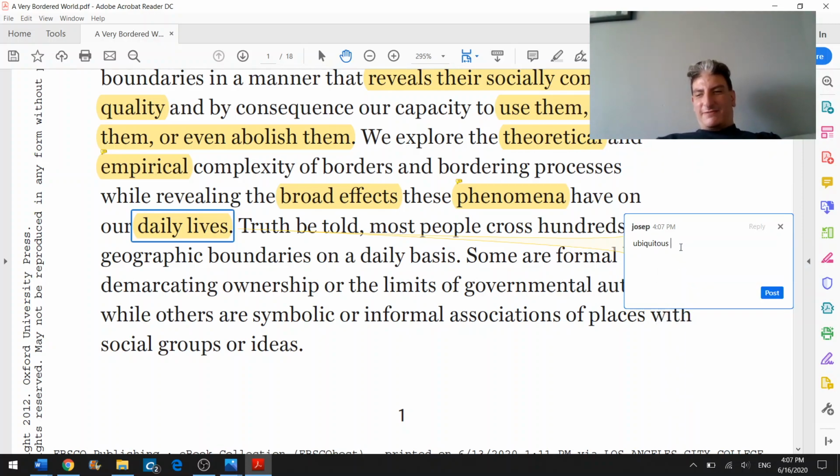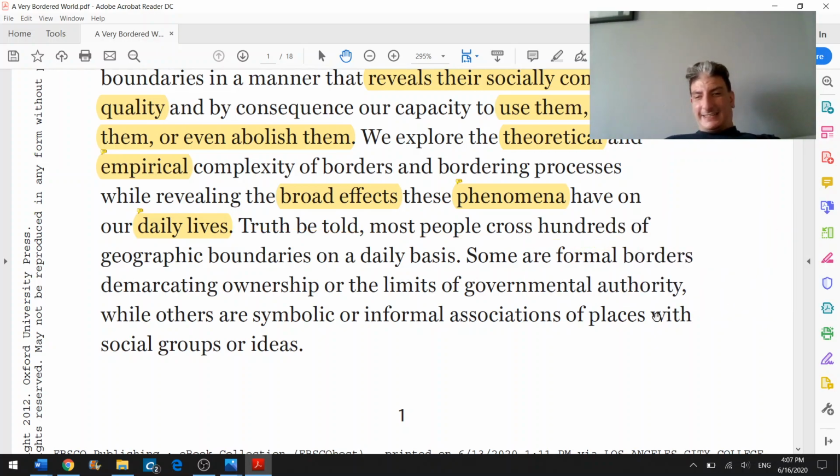Ubiquitous means everywhere. So borders, meaning borders are everywhere. I'm making this clear to myself. I always write things down, even if I know them already. I have them in my head, but I have messed up so many times that I forget what I'm trying to say. So this is very important, right? You want to write these things down.